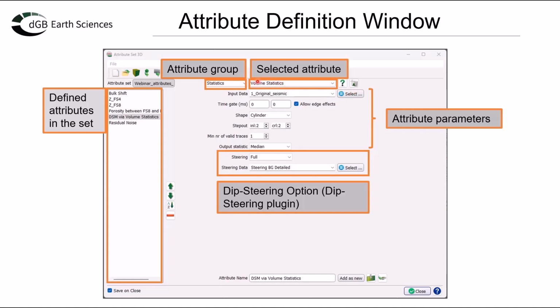Each of these attributes, like this one, the volume statistics, will have some input parameters like what is my input, what are the different things that I can change, and what is the output. And this block here defines whether you want to apply dip steering or not. That is only available if you have the dip steering plugin, if you have a license for that.